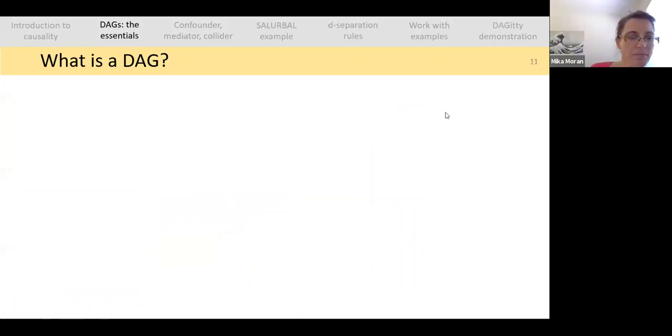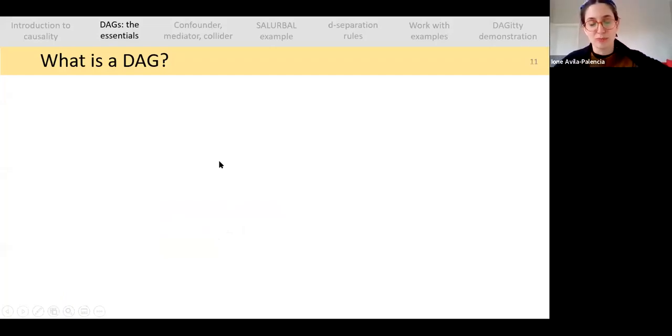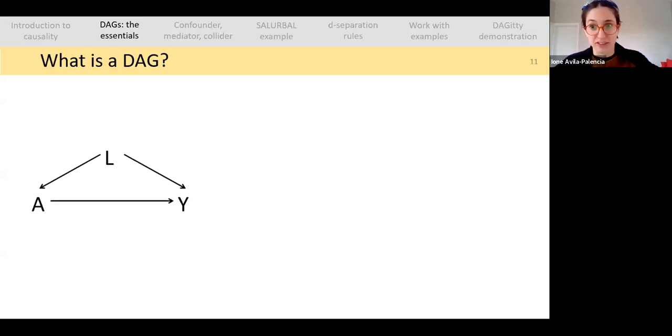Yes. Okay, good. Priscilla has already shown some DAGs, but now it's the moment to ask, what is a DAG exactly? A DAG looks like this. The name DAG means directed acyclic graph. That means a DAG will always be a graph that is directed, which means it has arrows that point in one direction, and it is acyclic, which means a DAG will never have loops.